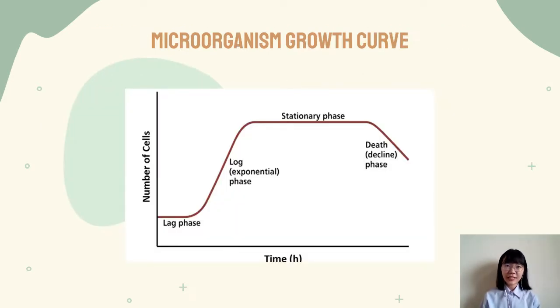This picture shows the microorganism growth curve. There are 4 phases. The first phase is the lag phase, where the microorganism is metabolically active but not dividing. The second phase is the log phase or the exponential phase. It's a time of exponential growth of microorganism. The third phase is the stationary phase, where the growth reaches a plateau as the number of dying cells equals the number of dividing cells. The last phase is the death phase, which is characterized by an exponential decrease in the number of living cells.